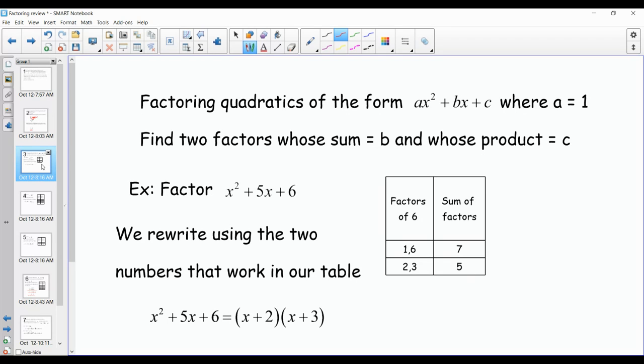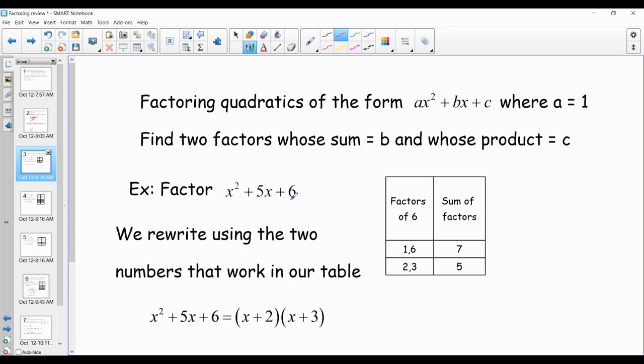So what happens when we have a longer quadratic? Ax squared plus bx plus c, where a equals 1. A is this number over here, that's our leading coefficient. So when the leading coefficient is 1, we're going to find two factors whose sum is b, the number in front of x, and whose product is c, the number by itself on the end. So we need a sum of b and a product of c.